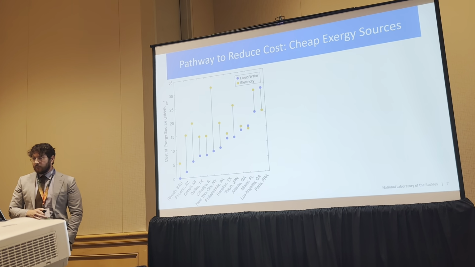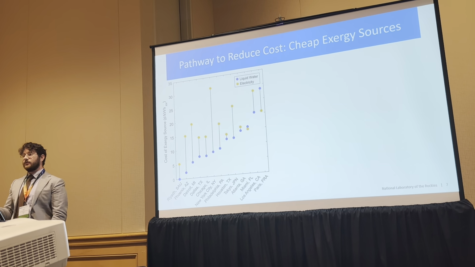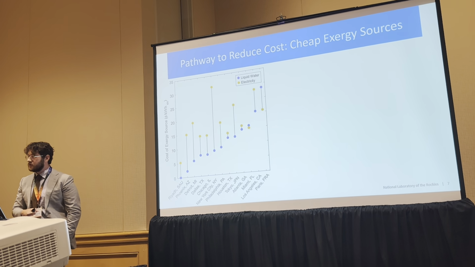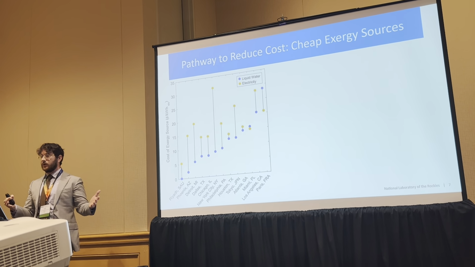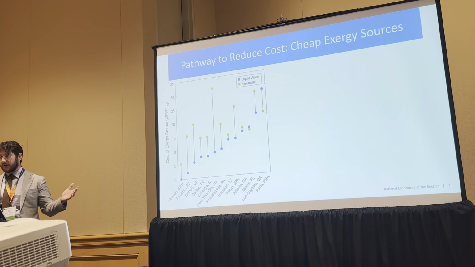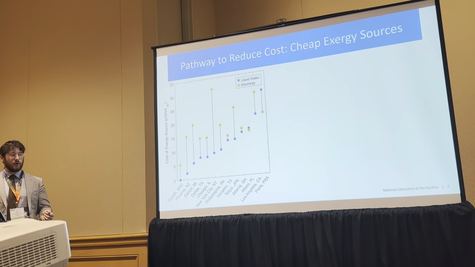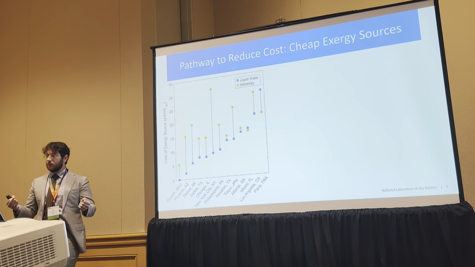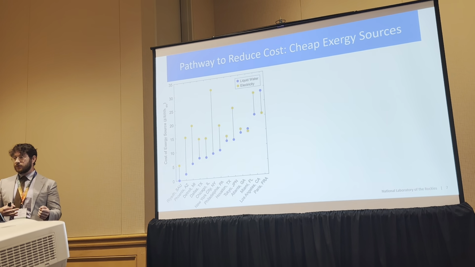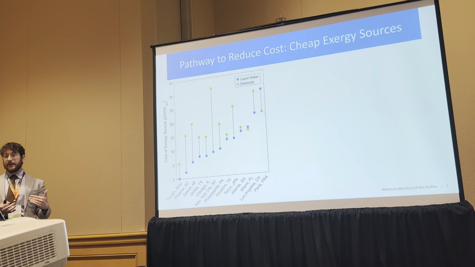So the other thing that we looked at was, okay, what if we were using a different exergy source than electricity, right? So vapor compression runs on electricity. That's what almost all air conditioners use as their exergy input. But an evaporative cooler uses water as the input. So we wanted to compare the cost of those two different exergy sources.